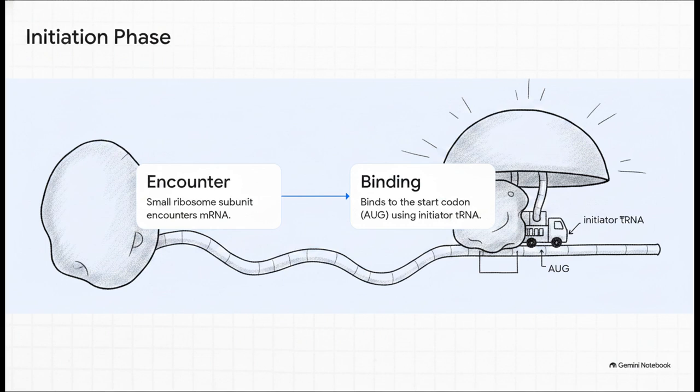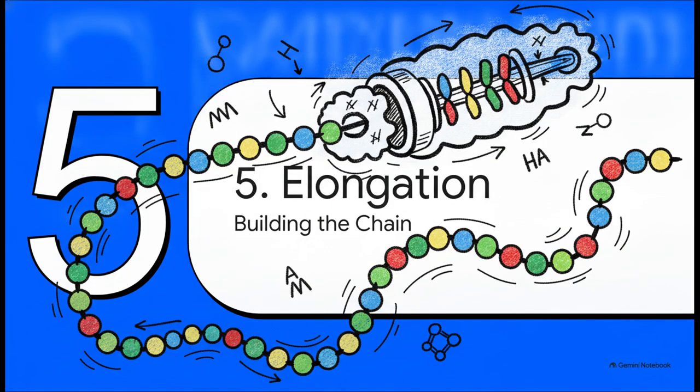codon. And this start signal is recognized by a very unique delivery truck called the initiator tRNA. Once that initiator tRNA binds to the AUG, the large subunit clamps down hard on top, and boom, the factory is officially open for business. Which brings us to part 5, elongation. We are now in the main production phase, where the biological product is rapidly assembled.